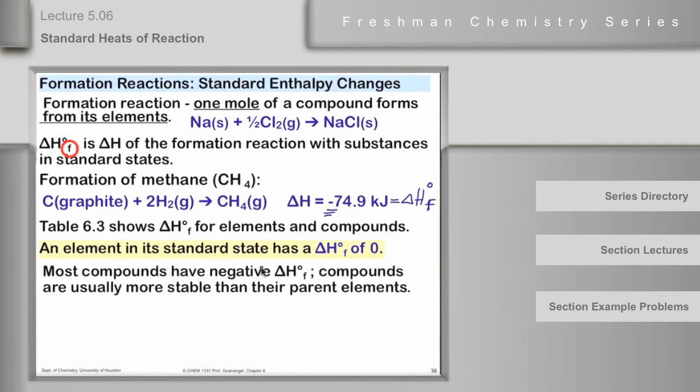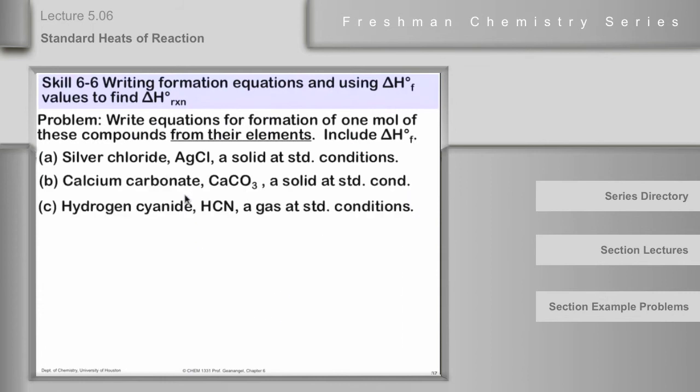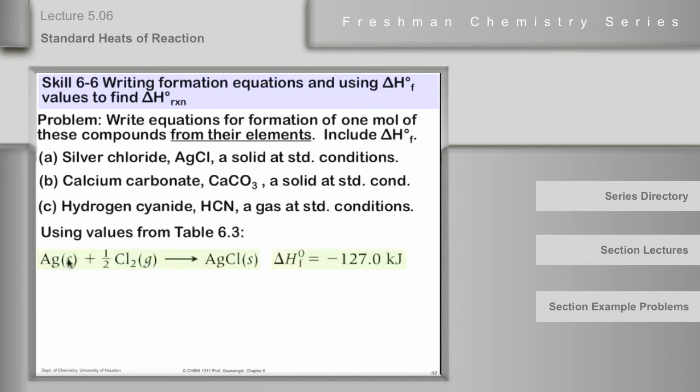Okay? And as I said, most compounds have negative delta H's of formation, and that's the reason. Okay. Now, what I have here is a problem. We need to write the formation equations for 1 mole of each one of these compounds from their elements. The silver chloride here has a formation reaction of silver plus 1/2 Cl2 goes to AgCl. So silver, 1 mole, 1/2 Cl2 goes to AgCl. And when I look up the heat of formation of AgCl, table 6.3, it's negative 127.0 kilojoules.